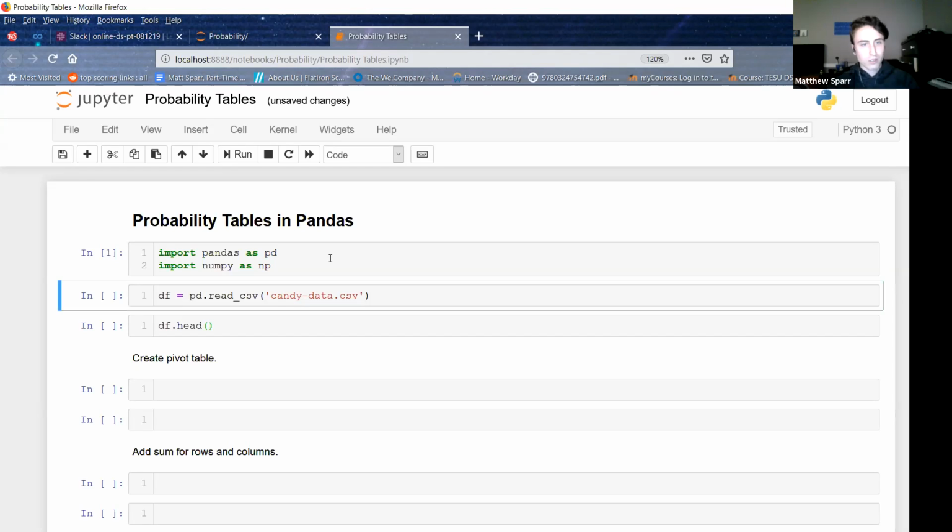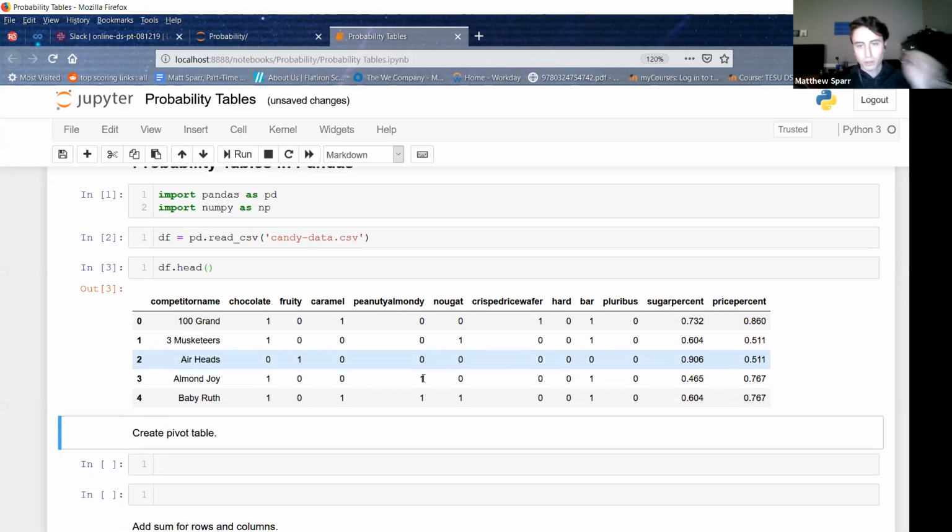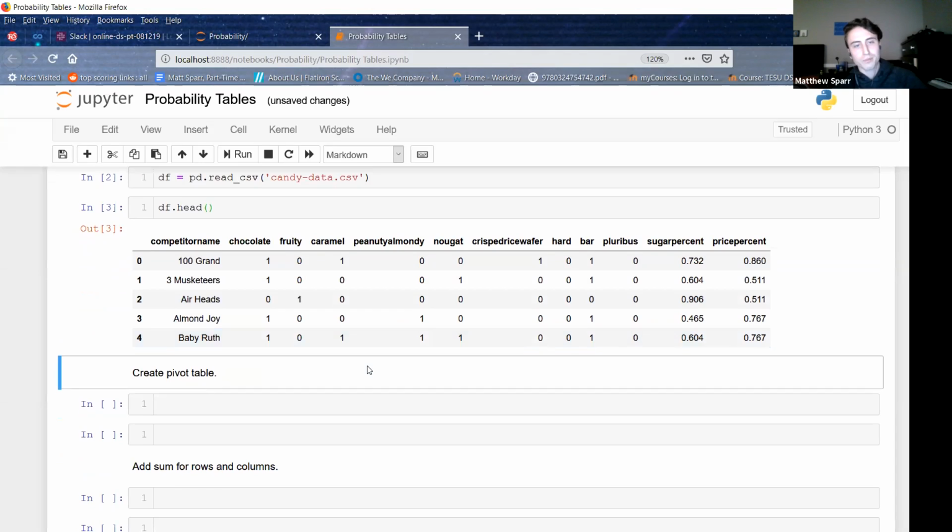All right, so this data set here we can go ahead and look at is about different types of candy. It has a bunch of Boolean features here, whether it's chocolate, fruity, caramel, nougat, so on and so forth. Basically 1 means true, 0 means false. So if we wanted to figure out some probabilities around this, where if I grab a piece of candy, chocolate, you know, what are the odds that it's nougat? Or another question like that, we can create a table. And to do that with pandas, you use what's called a pivot table.